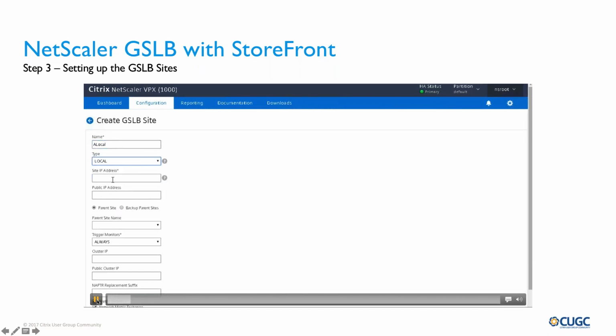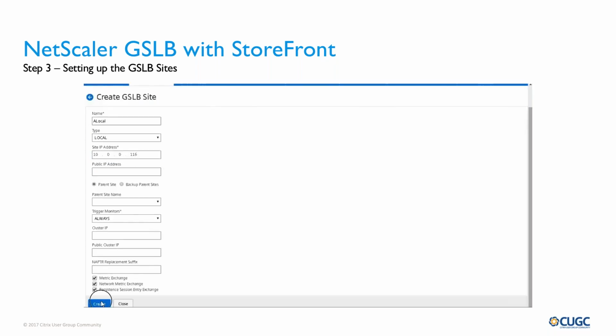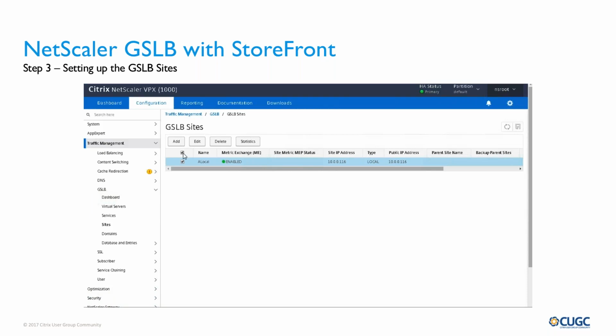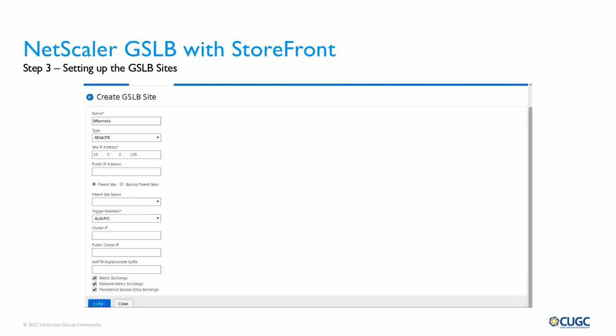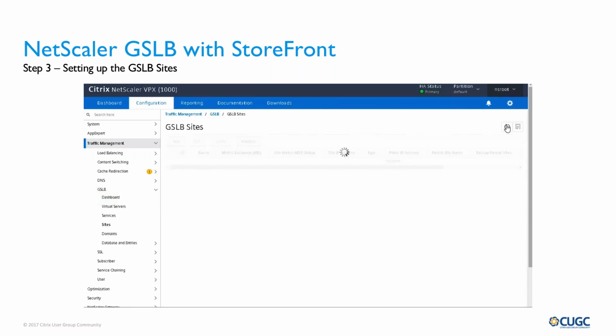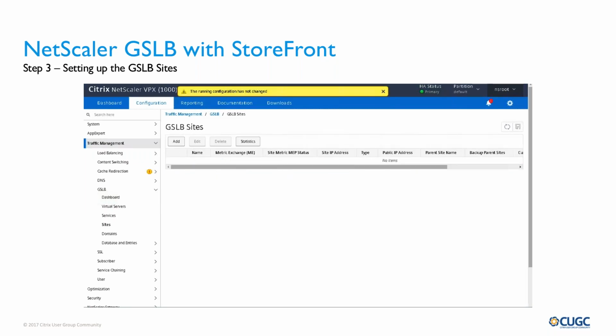So this is nice and straightforward. Create a local site, give it an IP address. That's all there is to it. Again, just adding the remote site to make sure that metric exchange protocol works correctly. That's all there is to that one. I'll switch across to the site B NetScalers now. You notice it's down. That's because I haven't done the B config yet.